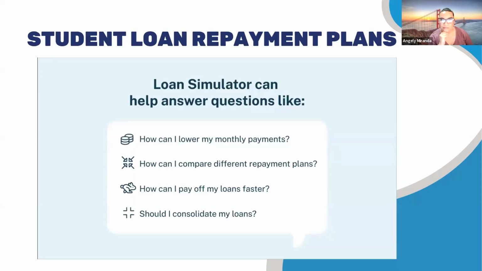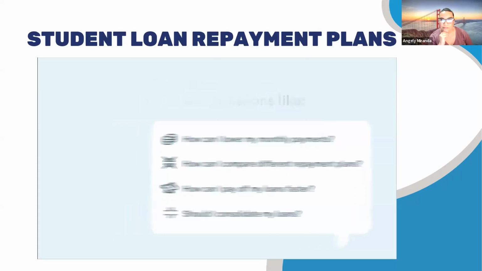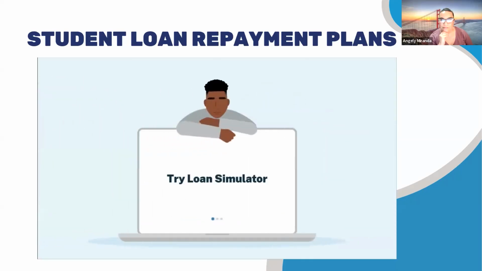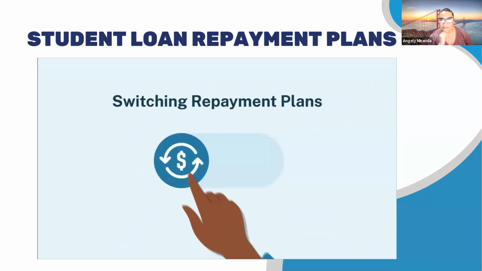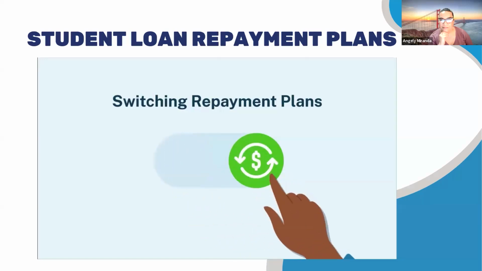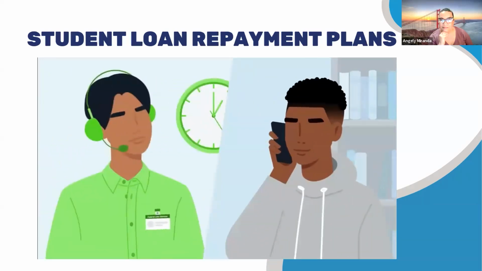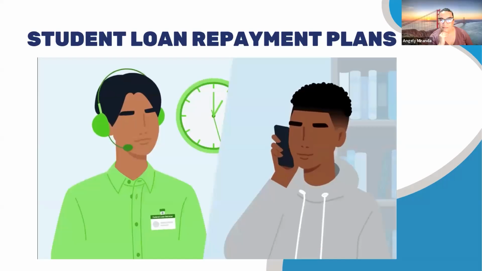Loan Simulator can even help you determine whether you should consolidate your loans. To use Loan Simulator, visit studentaid.gov/loan-simulator. And to explore all of our available repayment plans, visit studentaid.gov/plans. Once you have a good idea of which repayment plan or plans you're interested in, you can switch plans by contacting your federal loan servicer.